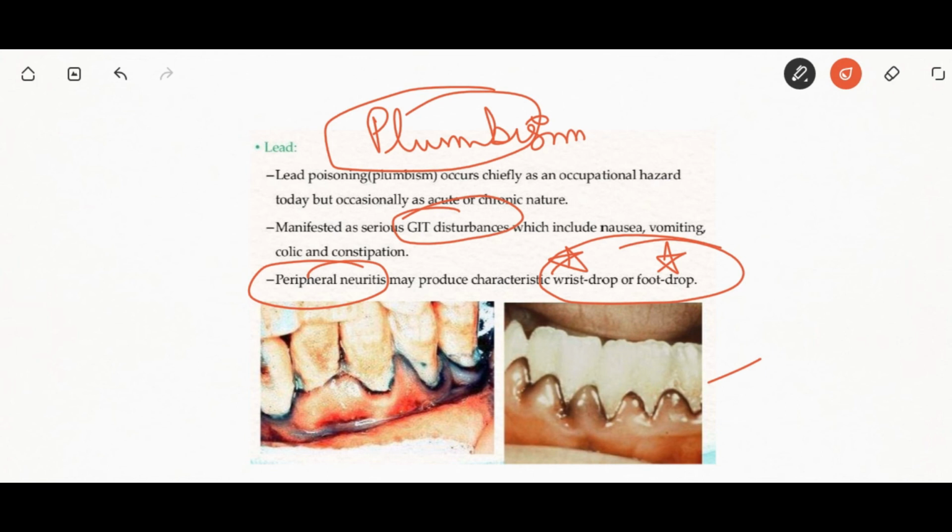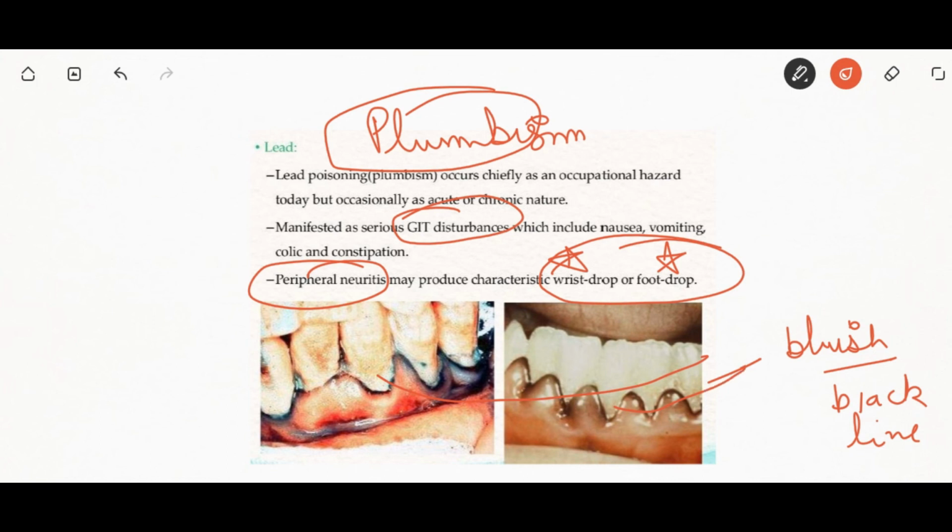And in infants, the most common cause is ingestion by the child while chewing on wood painted with lead-containing paint. So lead intoxication is mainly manifested by GIT disturbances that cause nausea, vomiting, colic, and constipation. A peripheral neuritis will also develop that produces characteristic features like wrist drop or foot drop. So the wrist drop appearance is seen in lead intoxication.